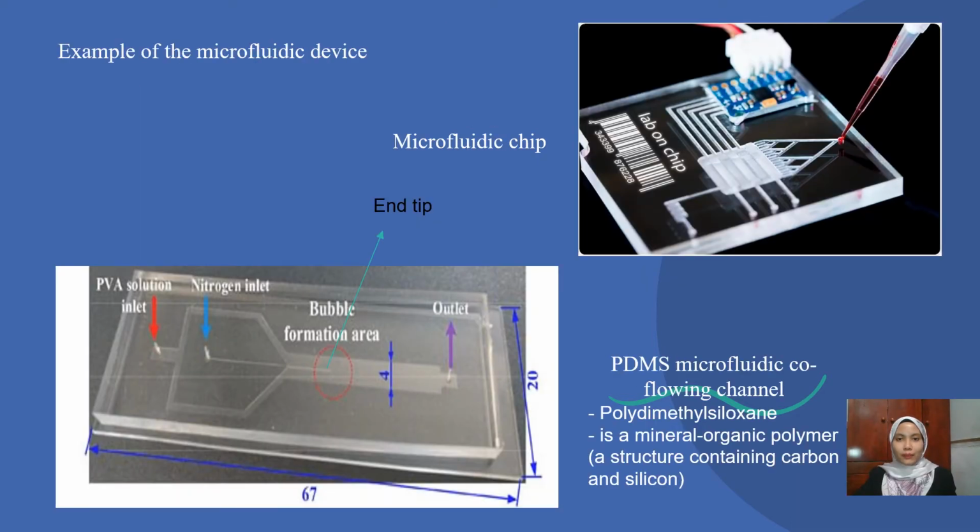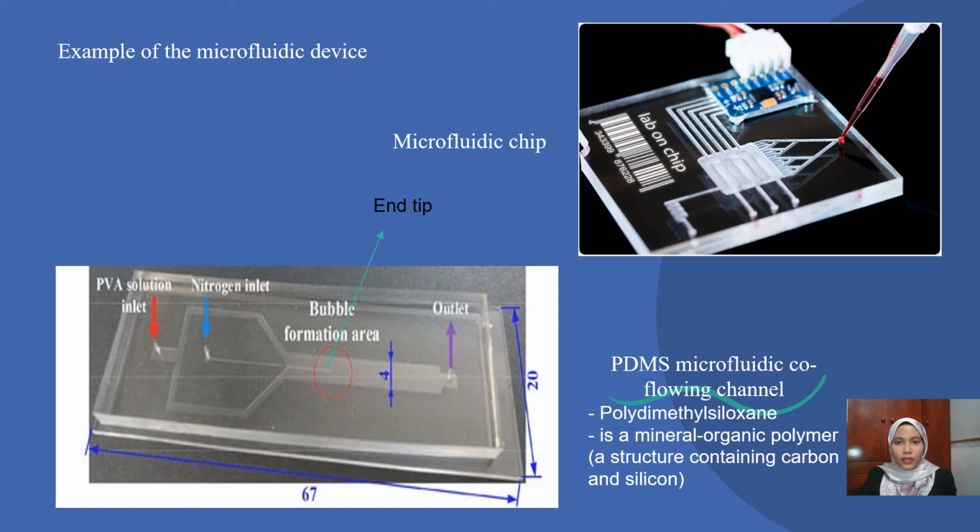These are two examples of microfluidic devices that have been used in biological and chemistry applications. Figure 1 shows the microfluidic chip to test the fluid behavior. The second one is the PDMS using co-flowing channel. The PDMS was created using a mineral organic polymer that contains carbon and silicon. The PDMS structure contains two microchannels, where the first part is the continuous phase and the second part is the dispersed phase.